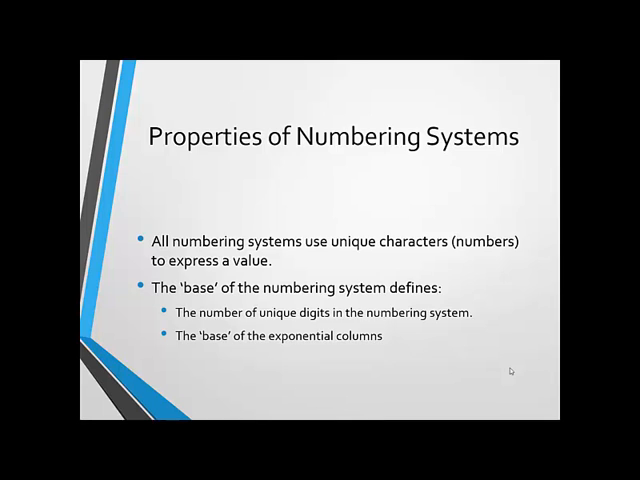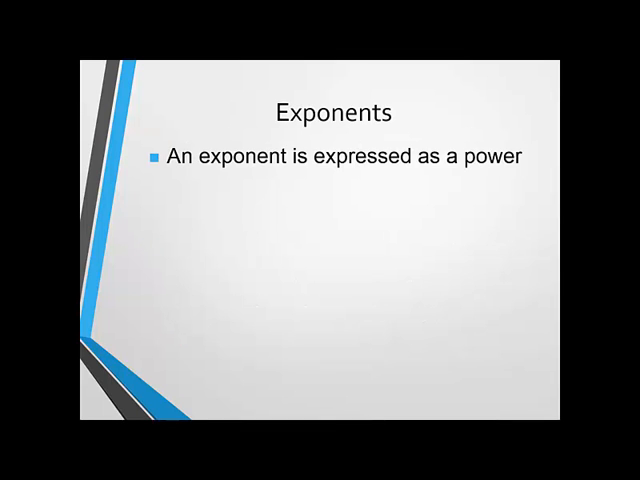All numbering systems use unique characters, which we think of as our numbers, to express a value. The base of the numbering system defines, usually or always, the number of unique digits in the numbering system and the base of each of our exponential columns. And you'll see what I mean.